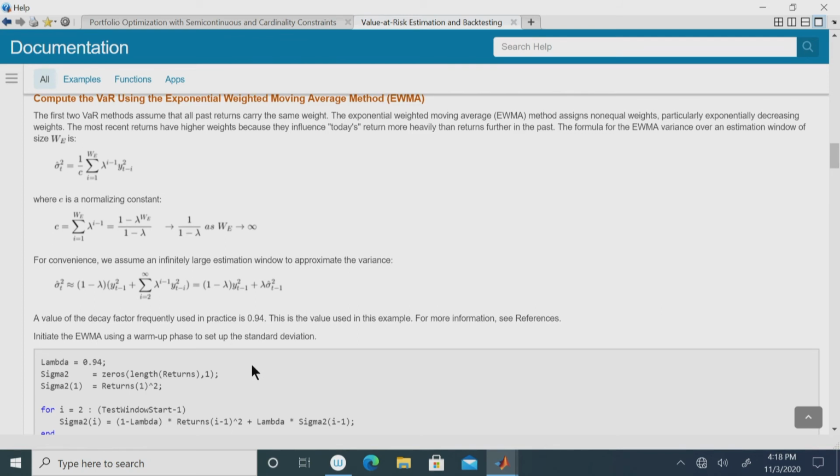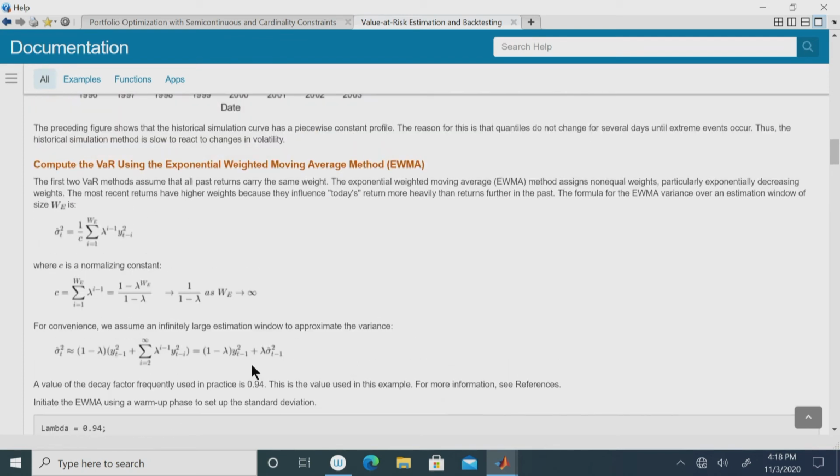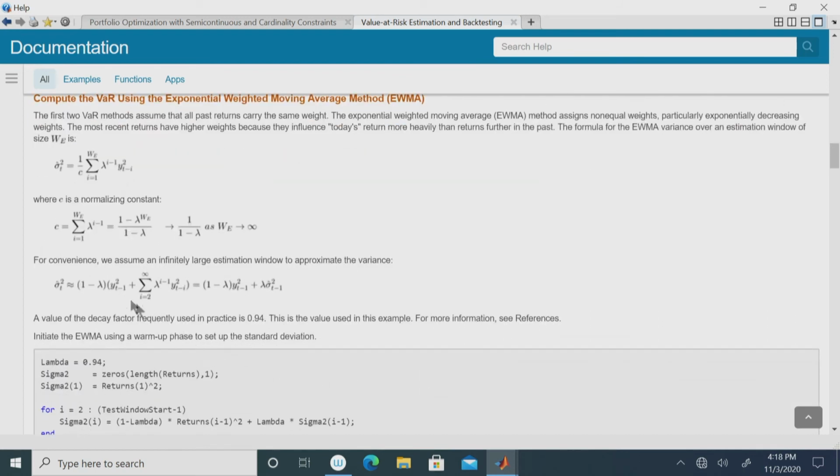you can replace it here in order to estimate sigma hat squared at t plus 1. Now, in practice, this decay factor is taken to be 0.94. So, in this example, we will make use of this particular decay factor, which is the value of lambda. Let us now look at this illustrative example.